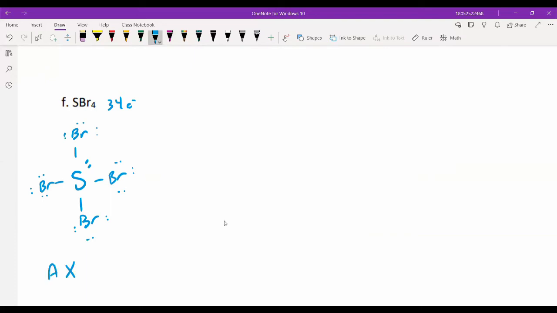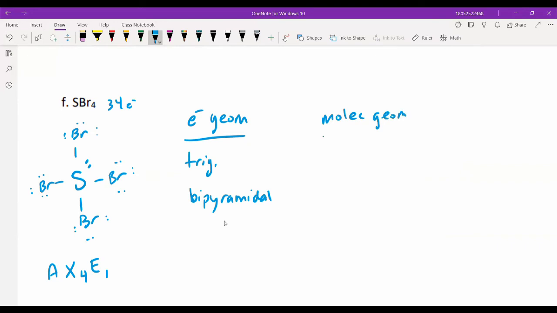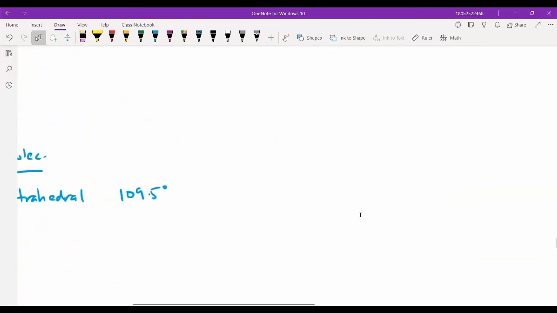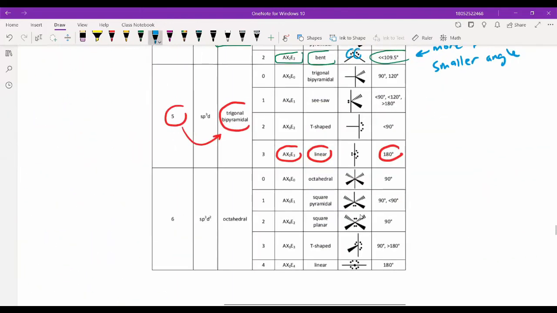So for sulfur, we have 4 bonded and 1 lone pair. So again, we get a total of 5 regions, which is trigonal bipyramidal. And the molecular shape, just the atoms, is what we're going to call a seesaw. So again, if you consult your chart, we have X4, E1 being seesaw, and these are the angles.